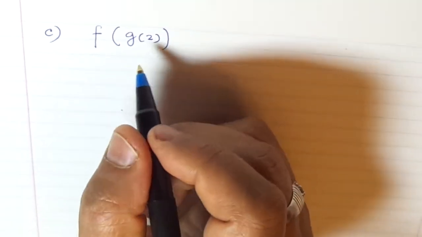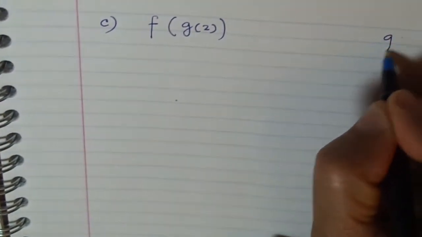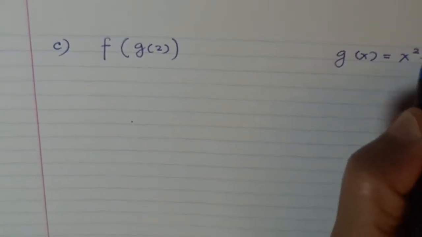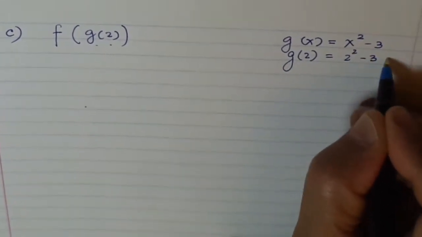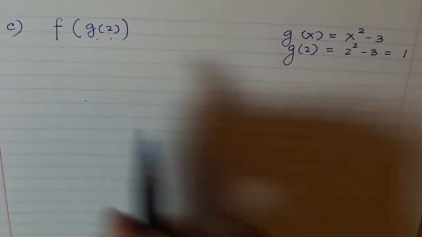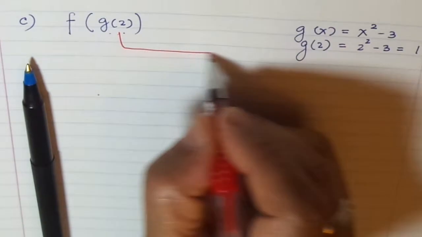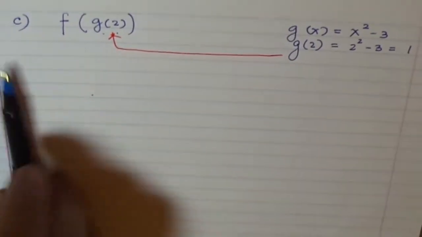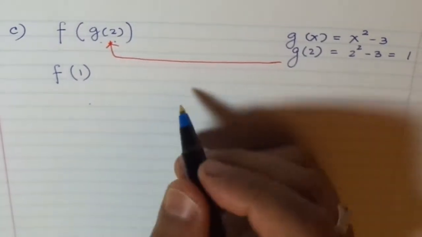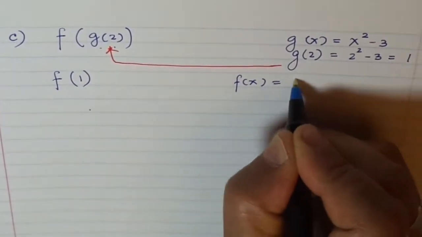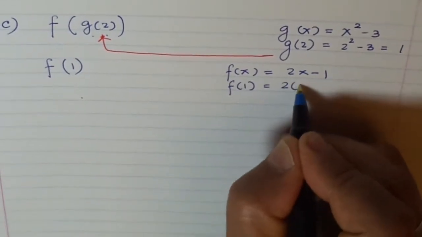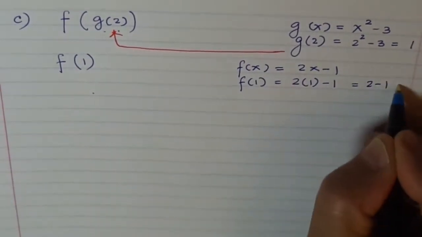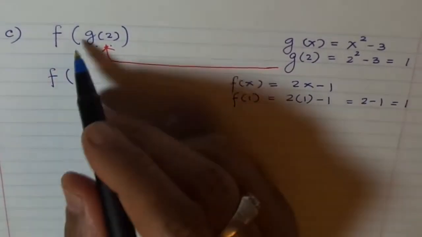Now what does this mean? We know g of x, what is g of x? g of x is equal to x squared minus 3. So what is g of 2? G of 2 will be 2 squared minus 3, which is 4 minus 3, 1. So we'll replace g of 2 with this, and we'll get f of 1. Now to find f of 1, we know f of x is 2x minus 1. F of 1 will be, replace x with 1. 2 times 1 minus 1, which is 2 minus 1 equals 1. So that's how we get function of a function.